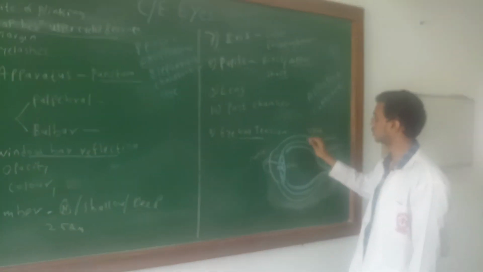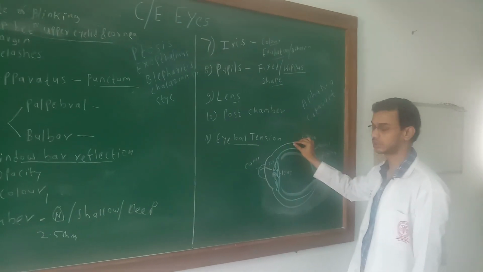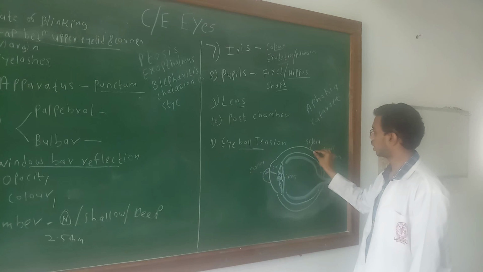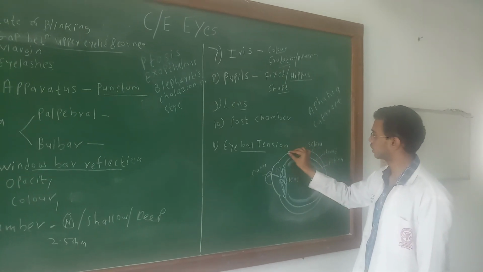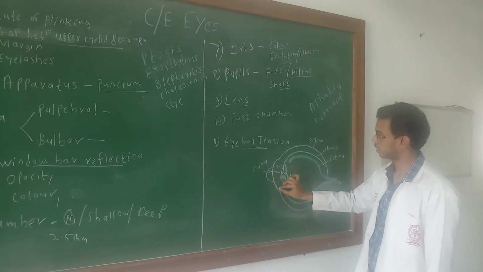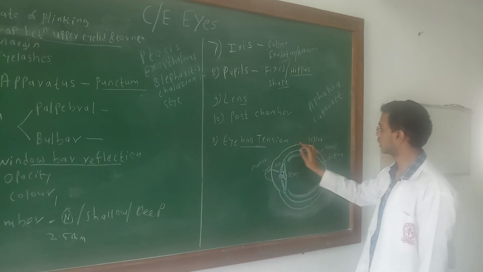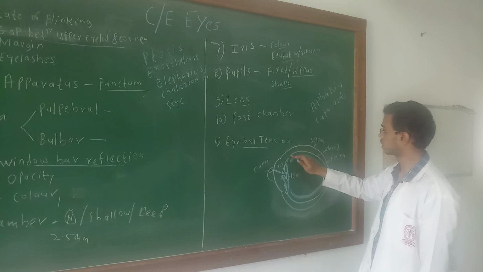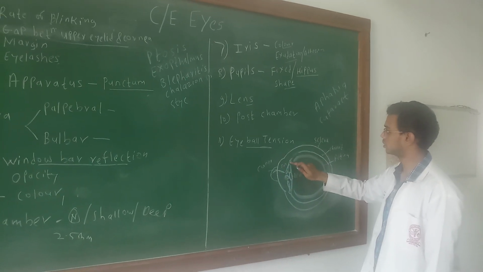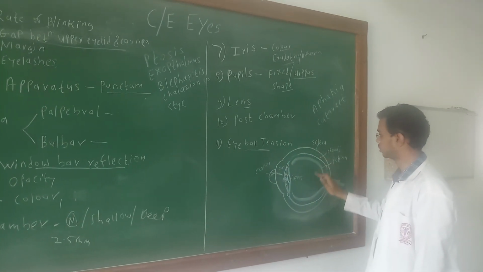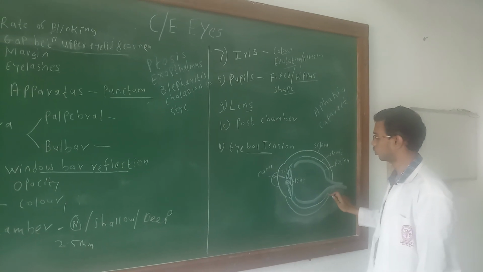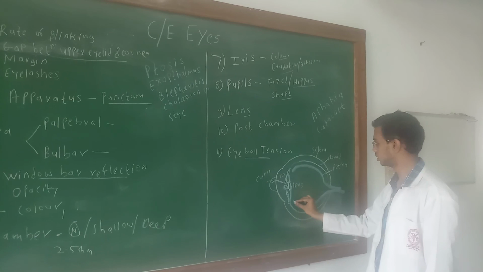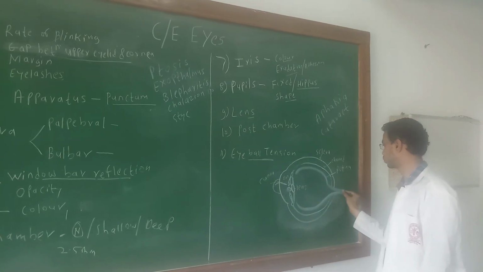There are three layers: the outer fibrous layer, the middle vascular layer, and the most inner neural layer. The outer fibrous layer consists of the sclera and, anteriorly, the cornea. The middle vascular layer is called the iris, ciliary body, and the choroid. The most inner is called the neural layer, the retina, which continues as the optic nerve.